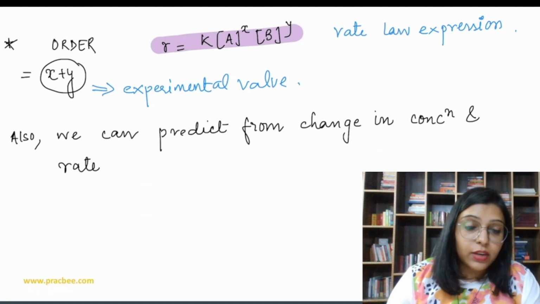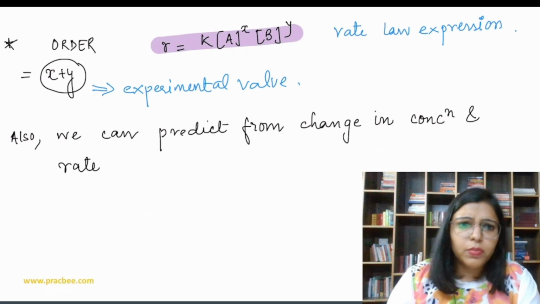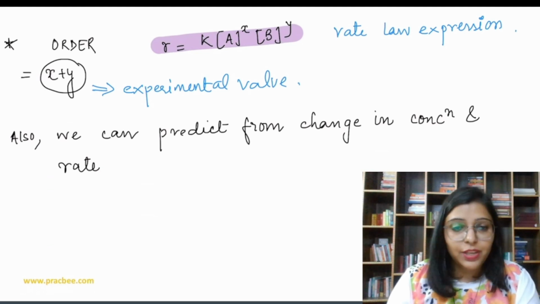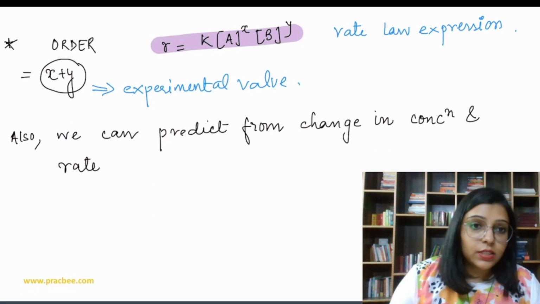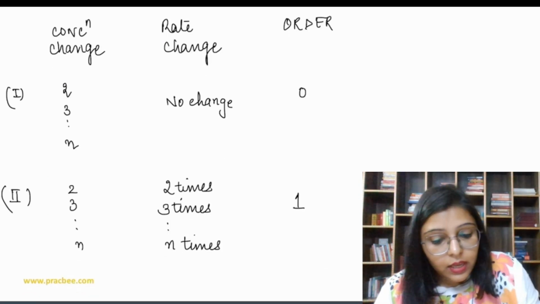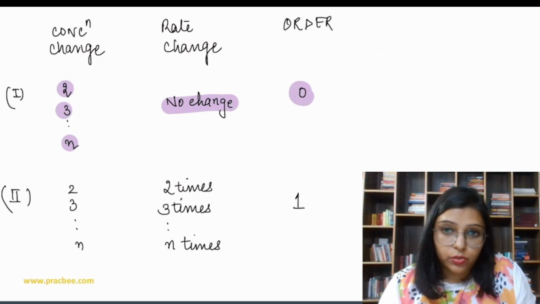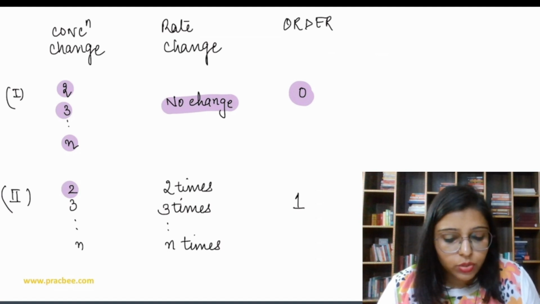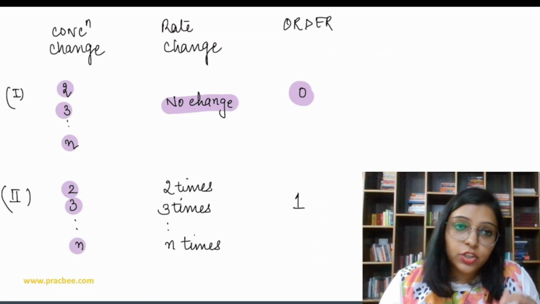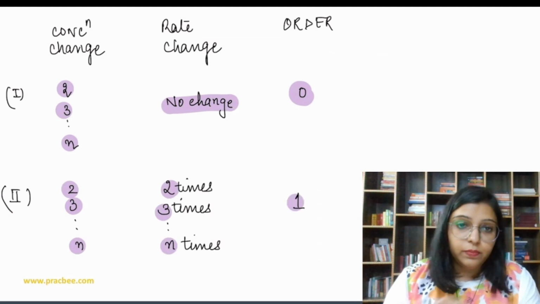So order can be in fractions, right? Normally we can have order 1, 0, 3. It can be in fraction also. We can also predict it from change in concentration and rate. If the concentration changes 2 times, 3 times or n times, and there is no change in the rate, then the order is going to be 0. If the concentration of any reactant changes 2 times, 3 times or n times, and the rate also changes 2 times, 3 times or n times, then the order is going to be 1.